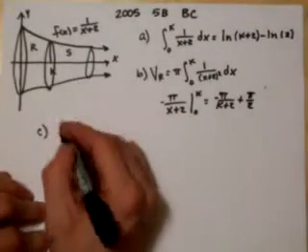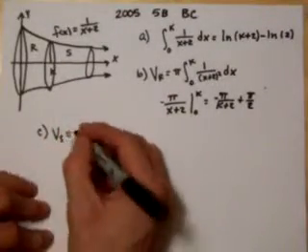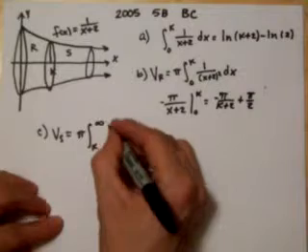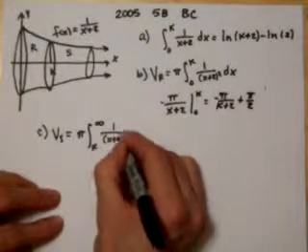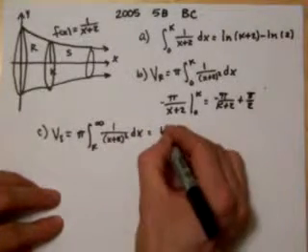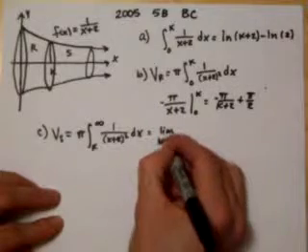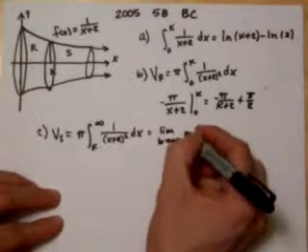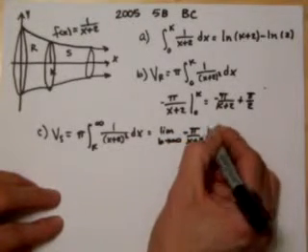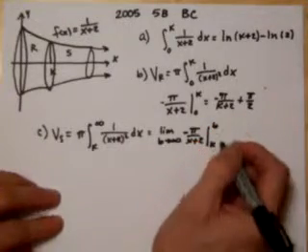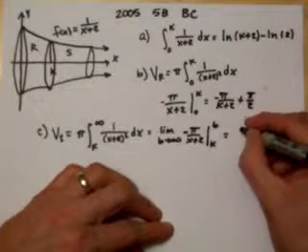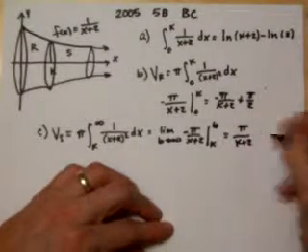So the volume of S is going to be equal to pi times the integral from k to infinity of 1 over x plus 2 squared dx, which is equal to the limit as b goes to infinity of negative pi over x plus 2 from k to b, and that's going to be equal to pi over k plus 2.